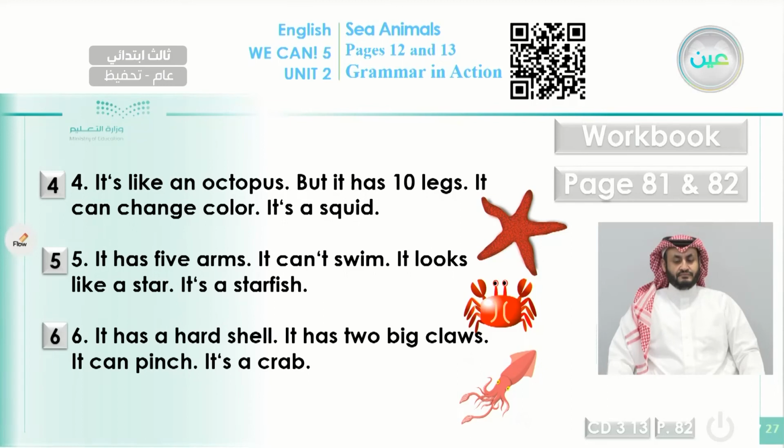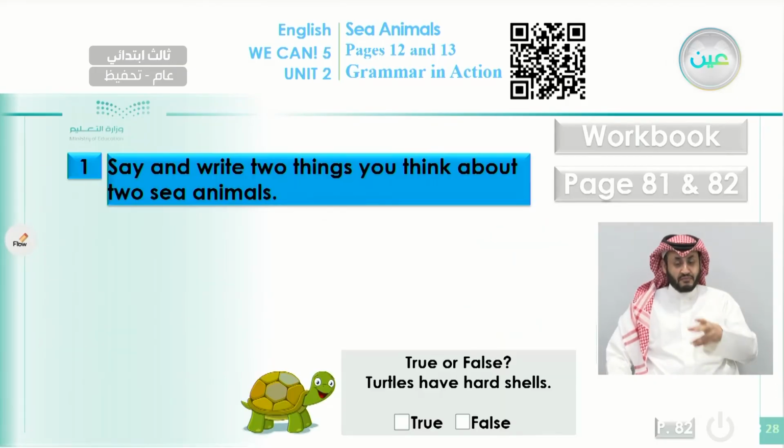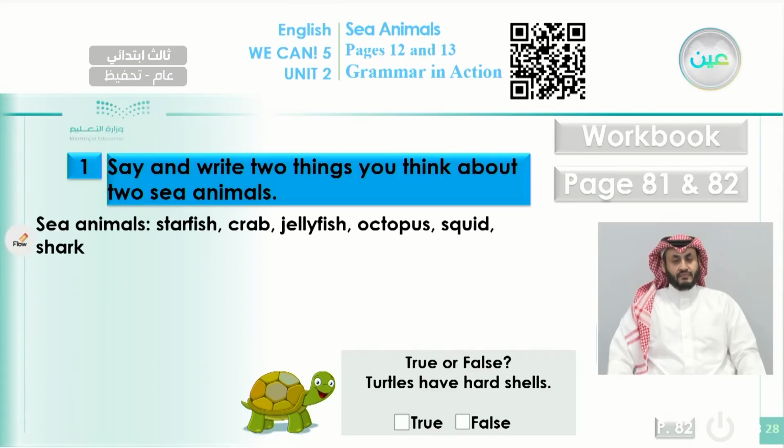Okay, so you know some information about the crab, starfish, and the squid. Okay, we move also to a question saying, say and write 2 things you think about 2 sea animals. Like here, sea animals: starfish, crab, jellyfish, octopus, squid, and sharks.